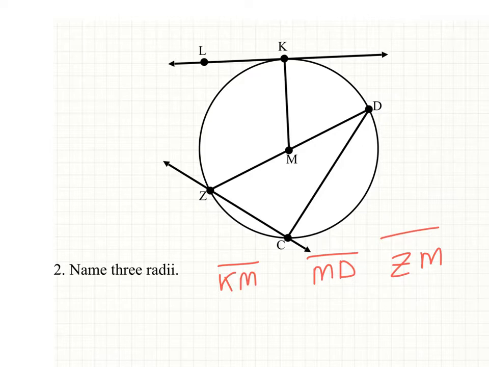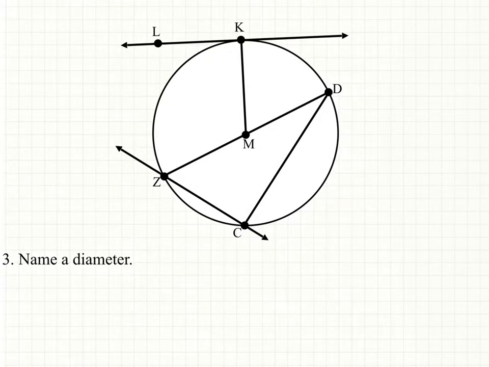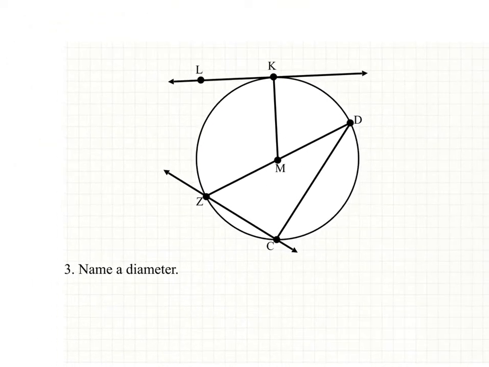Let's move on to question number 3. Name a diameter. Again, pause the video, check with your shoulder partner, write it on your whiteboard, and then play the video. A diameter, just like a radius, has specific length, so the notation should be the notation of a segment, and the diameter is basically a chord that goes through the center. So in this case, the diameter is ZD. That's the only diameter I see.